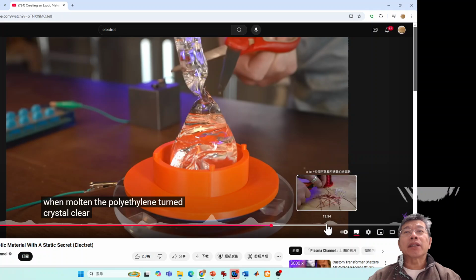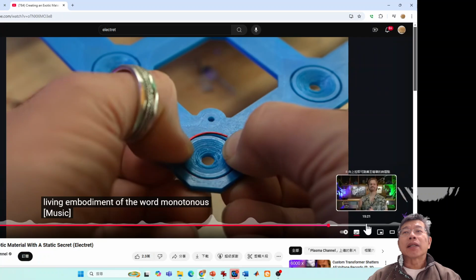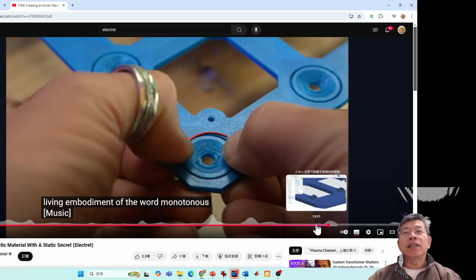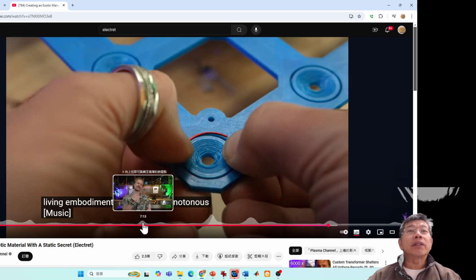This real thing actually can... and also this guy makes a detector. The detector, I don't know where it is, so we'll check. So he made his own detector here.